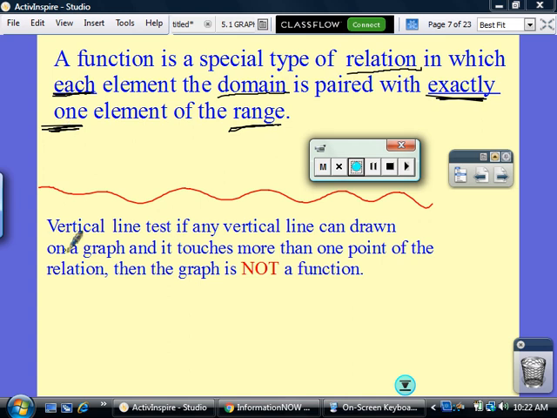All right. Our vertical line test. Let's talk about that. First of all, which way is vertical? Yes, up and down, up and down. The horizon goes left to right, okay? So that's horizontal. So vertical is up and down. If you stand up, you're vertical. A vertical line test is used this way. If any vertical line can be drawn on a graph and it touches more than one point of the relation, the graph is not a function.